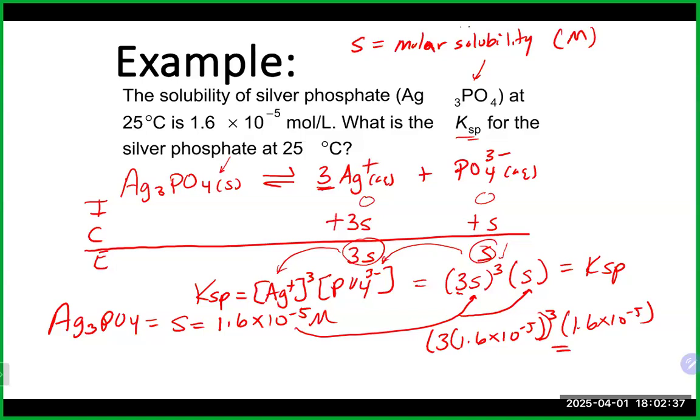So 3 times 1.6 to the minus 5, we're going to cube it. Why not? Let's cube it there. And times it by 1.6 to the minus 5. That's going to give us 1.8 times 10 to the minus 18, I think, right? It's a relatively small value for KSP, which we would expect in this case. First off, any questions on the ice table?